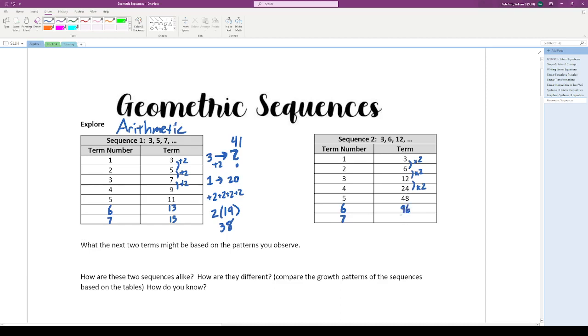And then 96 times 2 would be 180 plus 12. So that's 192. So we still have a predictable pattern, but it's based on multiplying a certain number of times instead of adding a certain number of times. So this is what's called a geometric sequence. And it works just like arithmetic, but instead of repeated addition, we're doing repeated multiplication.